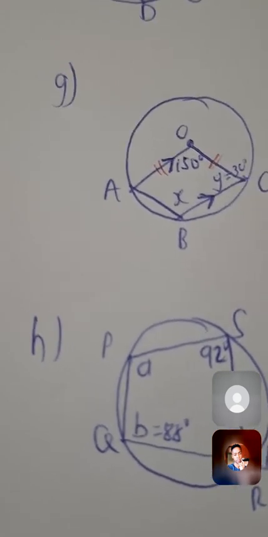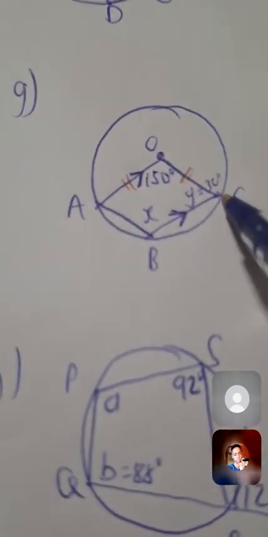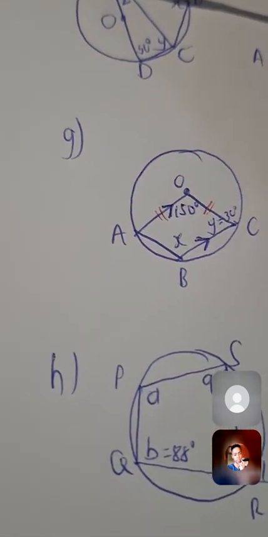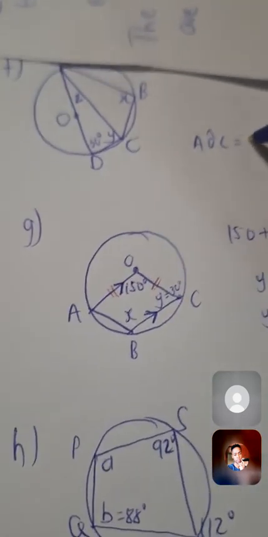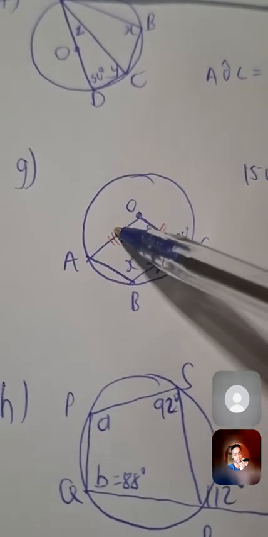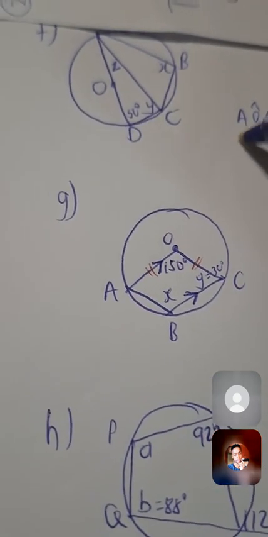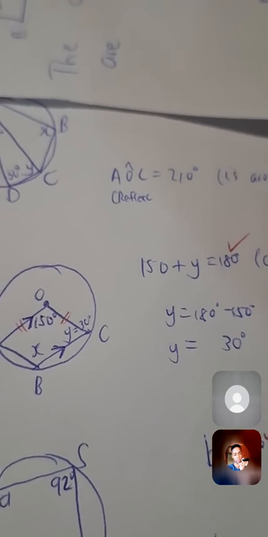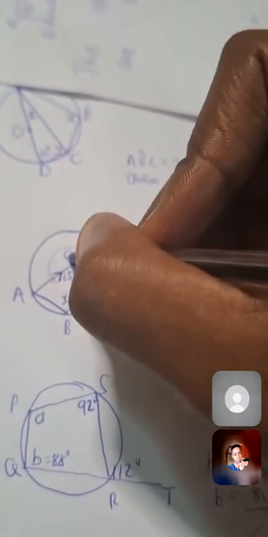We will say angle AOC, the exterior, equals 210 degrees. I'm guessing you're talking about the reflex angle. Yes, the reflex, angles around a point. 210, angles around a point. Okay, I can agree with that. 210 here.